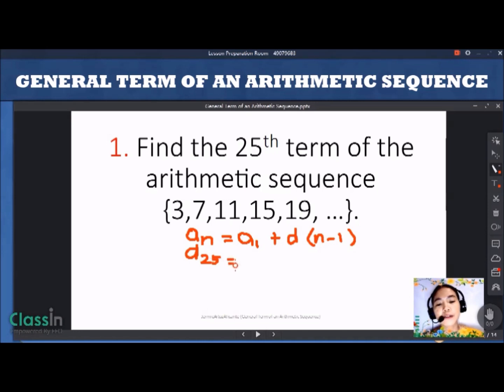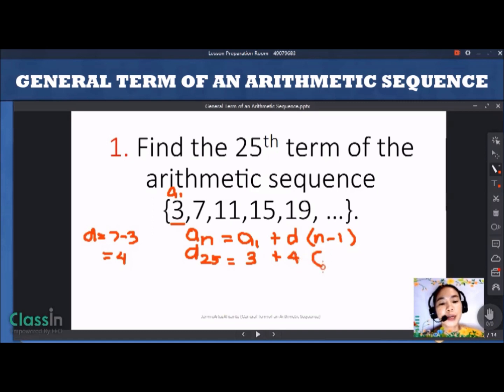Now, what is the first term in our sequence? That is 3. That is our a sub 1. What is the common difference? For the common difference, we can subtract any two consecutive terms. For example, 7 minus 3. That will give us 4. So we will replace d with 4.